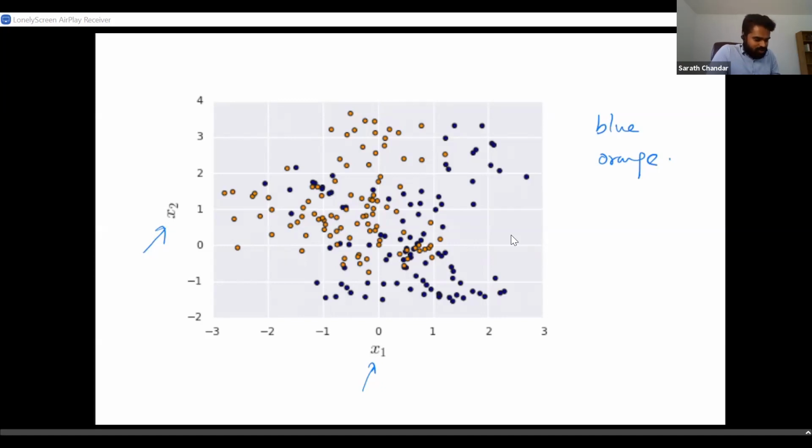So let's try this game. Let's say I have a new circle, the red circle that I have drawn here. Now I want you guys to do this poll, A for blue and B for orange. So what class do you think this particular red example is?